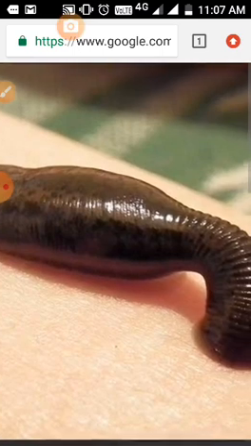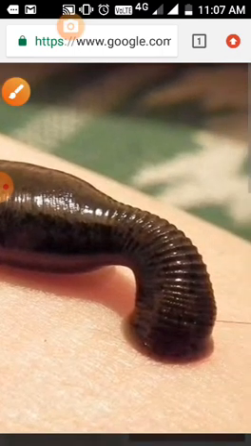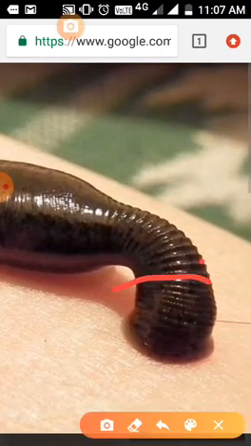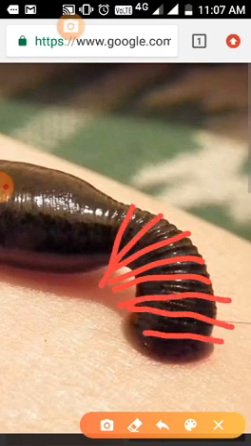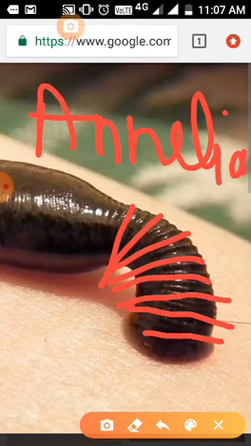If you just see this figure, you can see there are rings. Can you see? So this phyla is the phylum Annelida. So today's heading will be Annelida, wherein you write the examples. You have Nereis, Pheretima, earthworm, or leech. Okay, these are the examples.